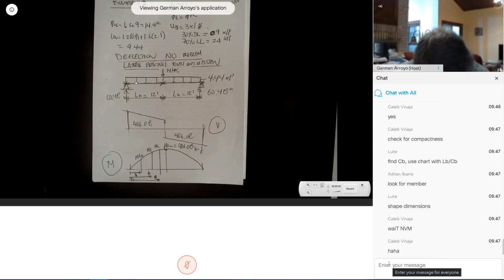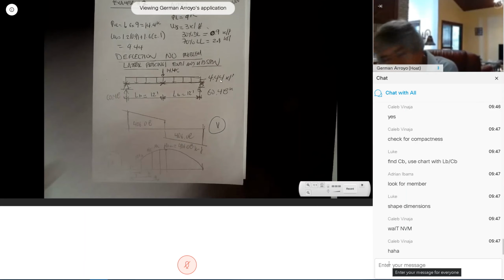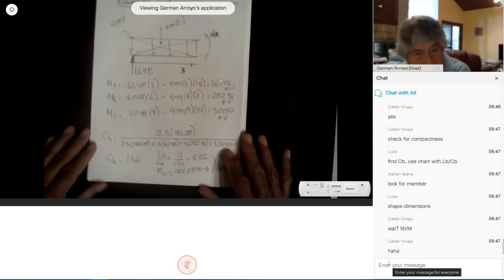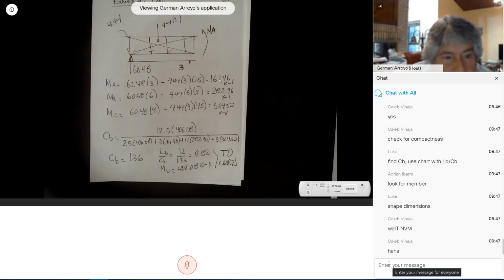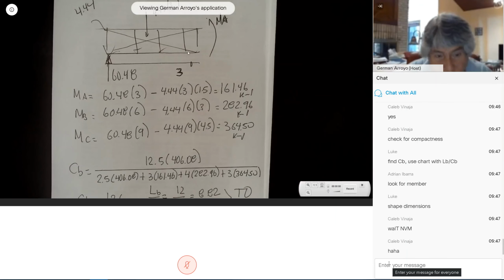1/4, 1/2, 3/4. And this is what I have done in here. Look, my reaction is 60-48. The load is 444. This is my free body for 1/4. I computed in here MA, MB, MC. I had the values in here.